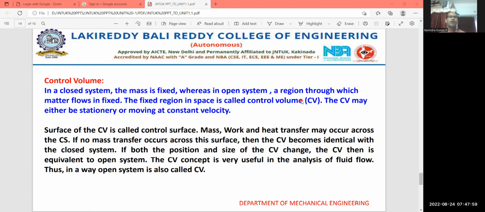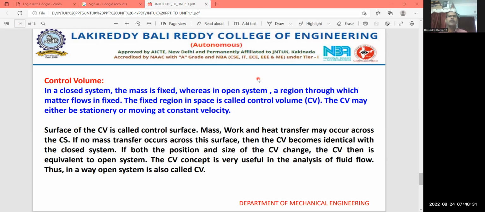Next, we have discussed the control volume. In a control volume, the main important thing for an open system is the fixed volume, how the mass is entering and how the mass is leaving. That particular thing we have discussed in the last class.